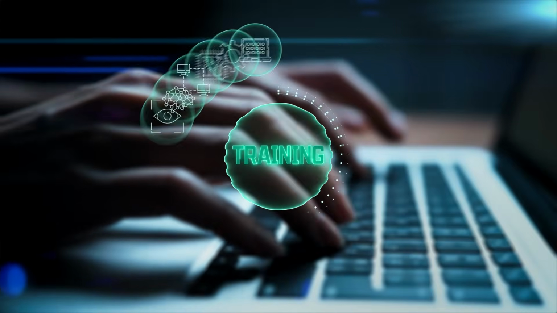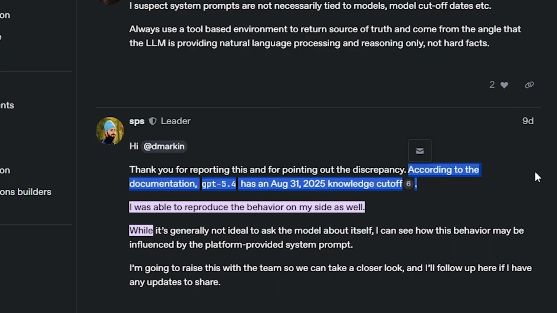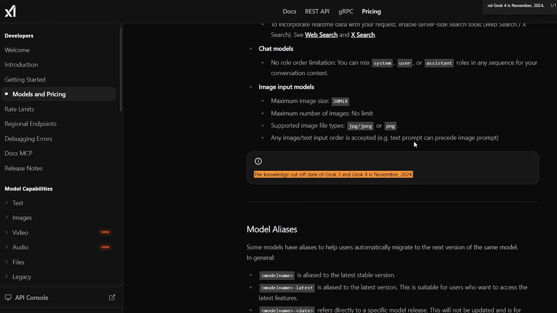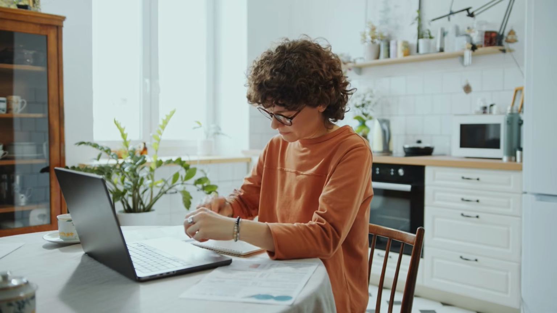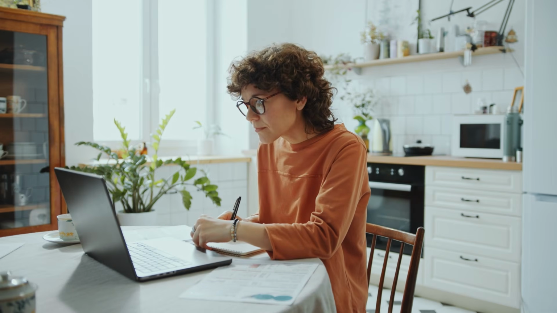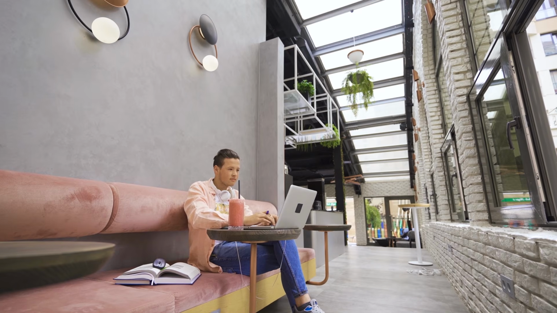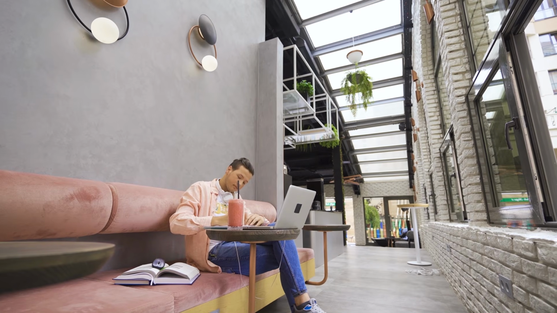And training cutoff, this one's a bit awkward. GPT 5.4 clearly states August 31st, 2025. For Grok, the xAI docs say the Grok 3 and Grok 4 family has a November 2024 cutoff, but Grok 4.20 specifically doesn't get its own cutoff date in the static documentation. So treat it as unspecified until you confirm it in your own environment.